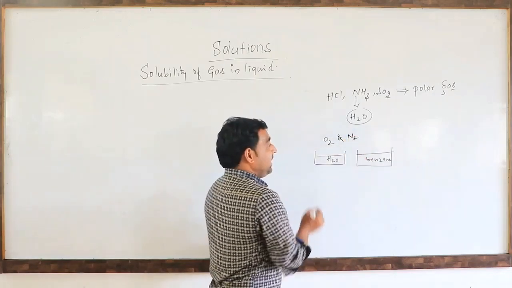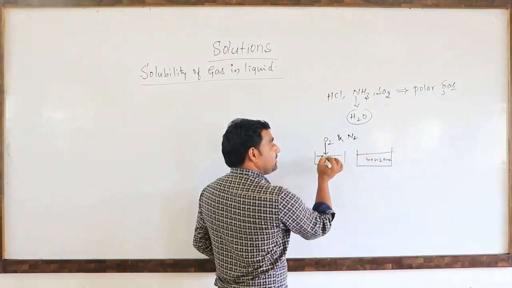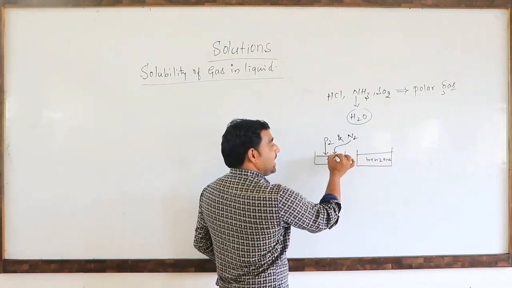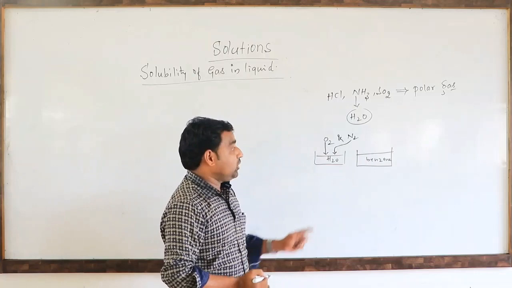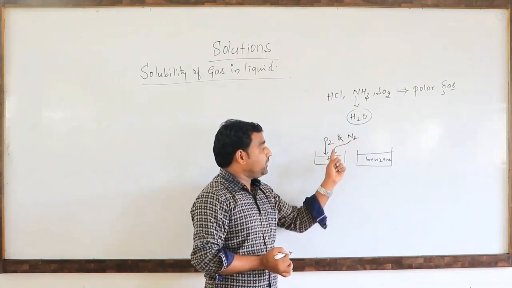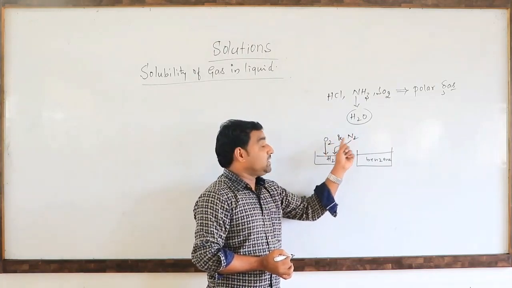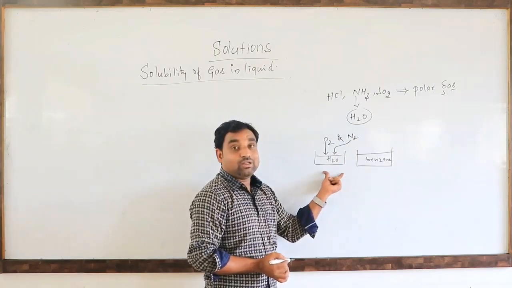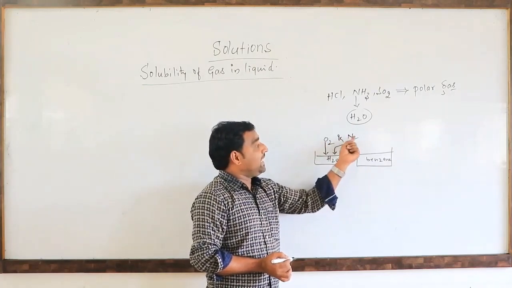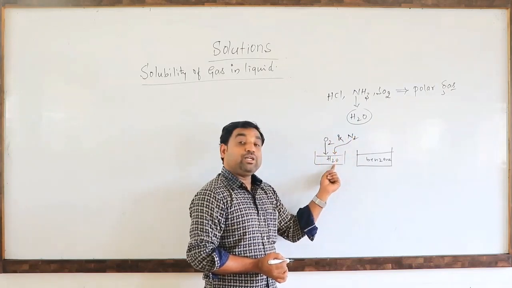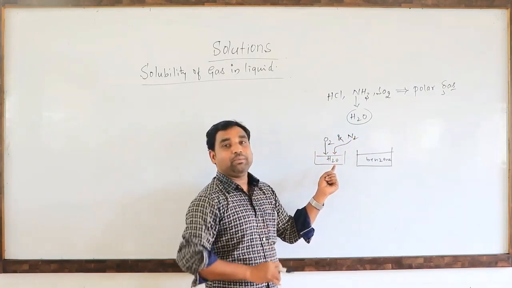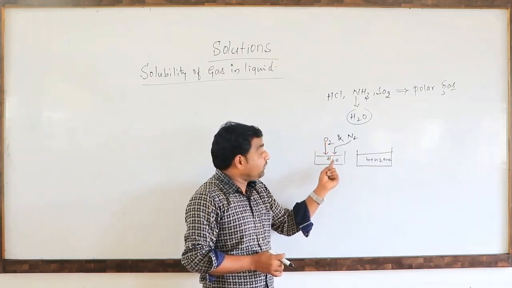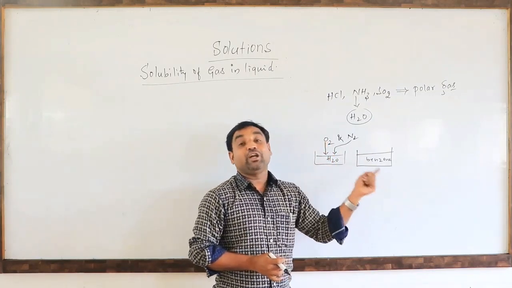We can also take N2, nitrogen gas. If you dissolve nitrogen in water, it has a different solubility from oxygen. These two gases, if you dissolve them in water, do not have the same solubility in the same solvent. So different gases have different solubility in the same solvent, and the same gas has different solubility in different liquids.